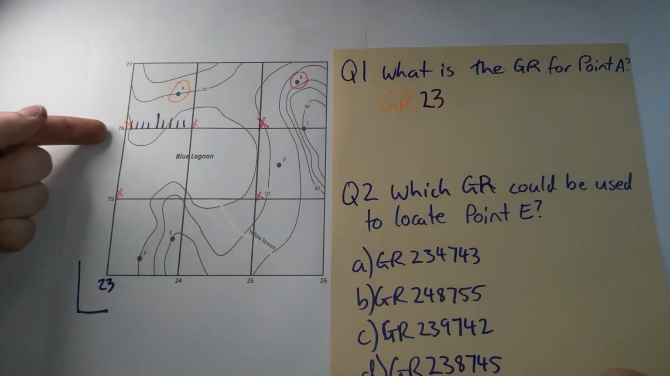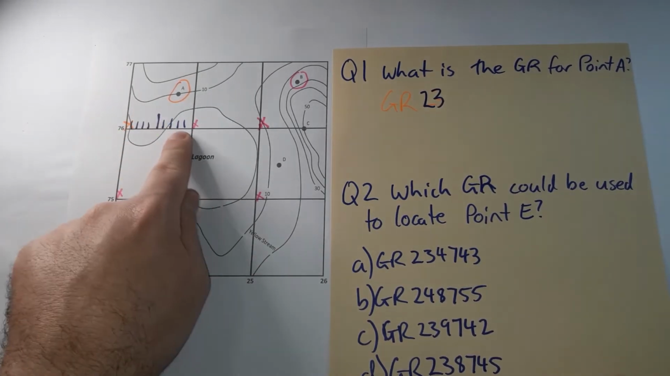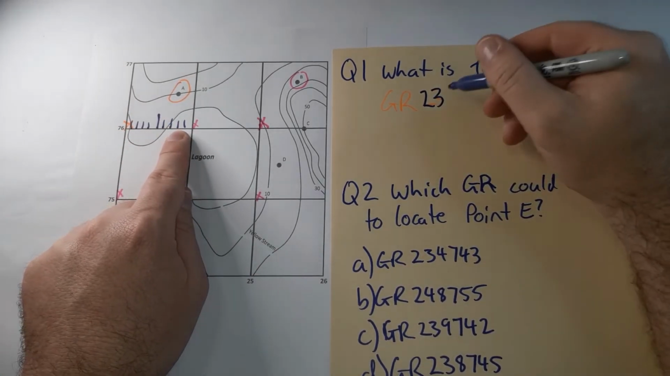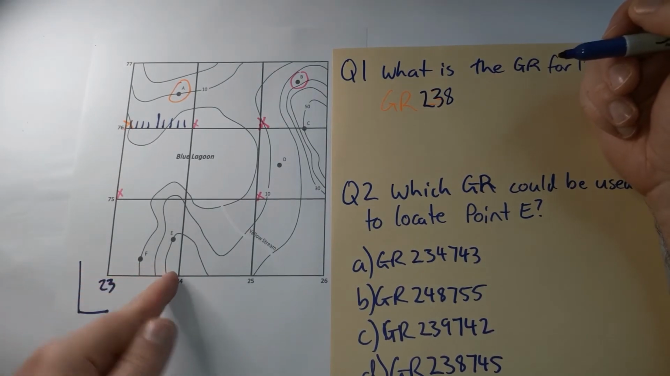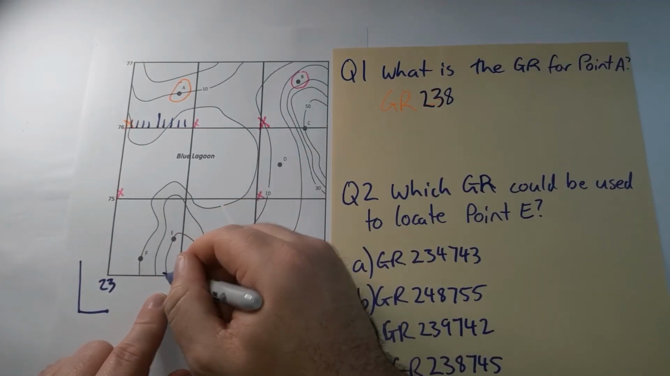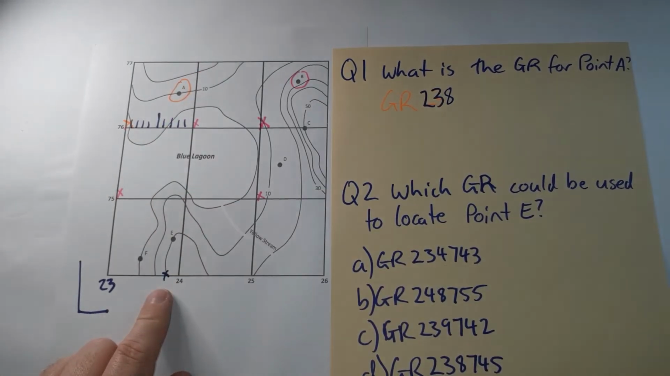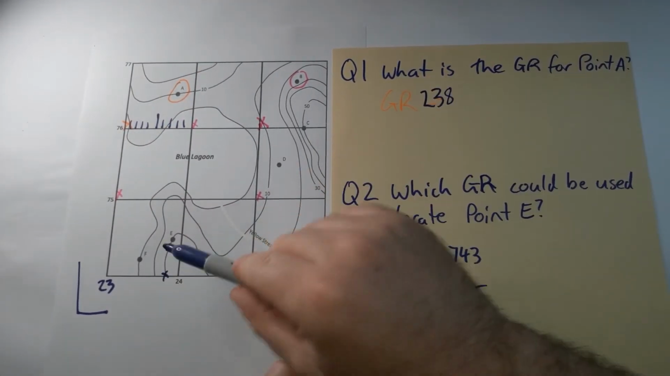So how many more tenths of the way east do I go? I'd probably say about 8 tenths. So I've gone across to 2, 3, and another 8 tenths across. So I'm at the moment here on the map. I want to get up to there. So I need to then move north.